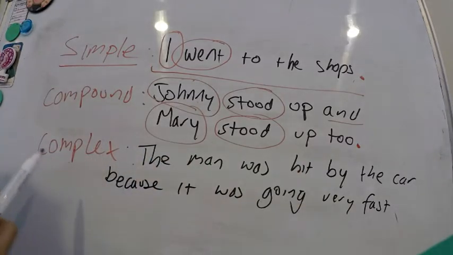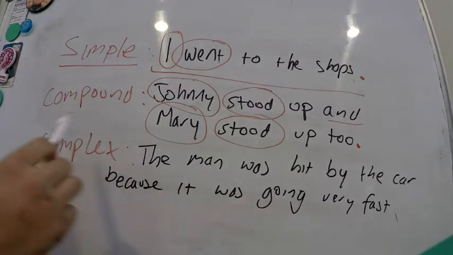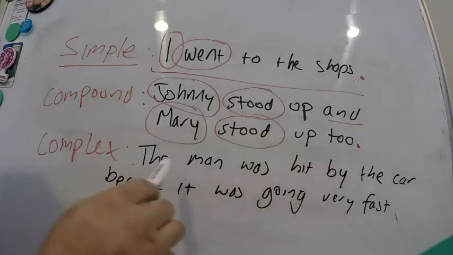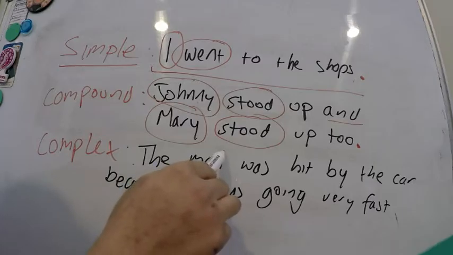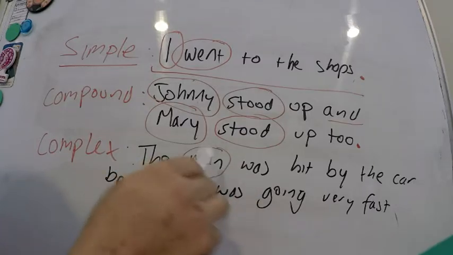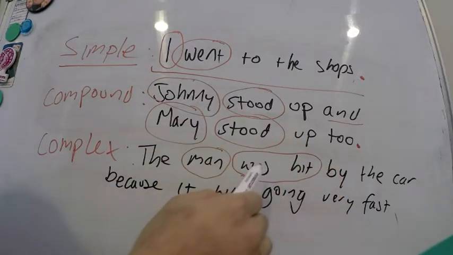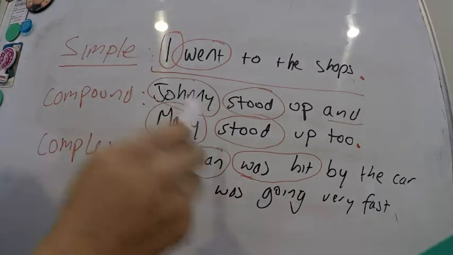In a complex sentence, it's one independent clause and one dependent clause. So what is a dependent clause? A dependent clause is a clause, which means that it needs a subject and a verb as well, but it is dependent on the independent clause. So let's have a look at what we have here. You say, the man was hit by the car because it was going very fast. So you say, the man, that's the first subject, was hit. Okay, so he was hit, using a bit of an auxiliary verb there. The man was hit by the car.